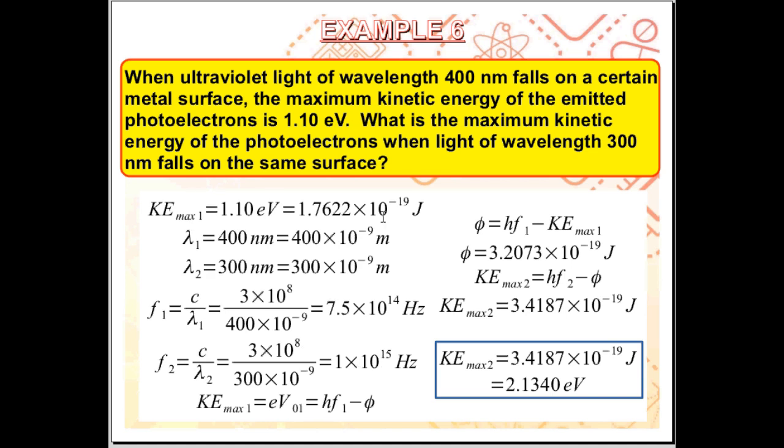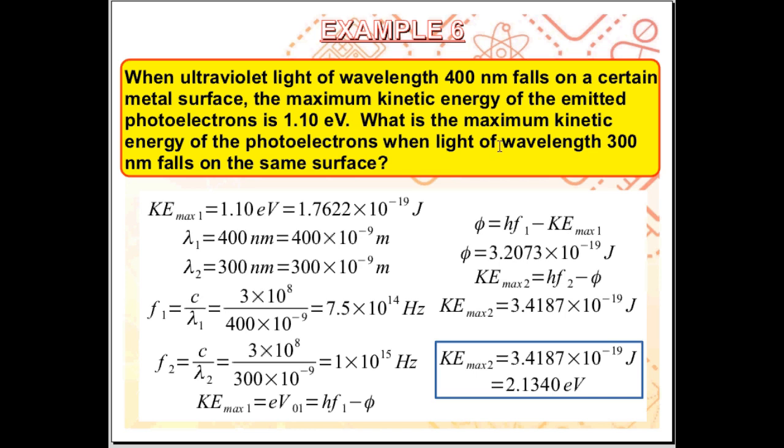Now, for the kinetic energy of the photoelectrons for the first case, KE max 1 is just equal to eV naught 1. Kinetic energy max 1 is also equal to hf1 minus phi, the work function of the surface. So, using eV naught 1 equal to hf1 minus phi, we are able to calculate the work function of the material of the surface, 3.2073 times 10 to the negative 19 joules.